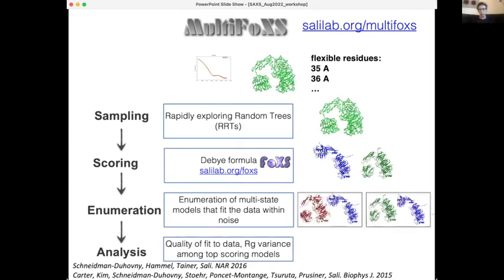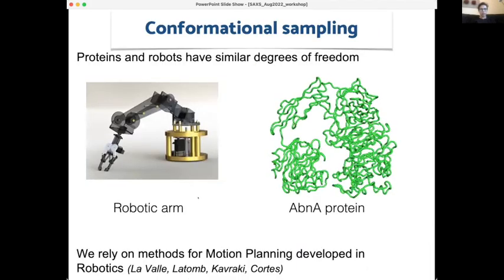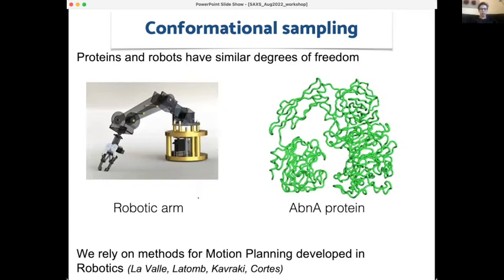Now we have to be very careful not to overfit the data with too many conformations. So analysis is very important. We have to understand what the features are that are responsible for those multiple states and what we fit the data with. So how can we sample the protein?